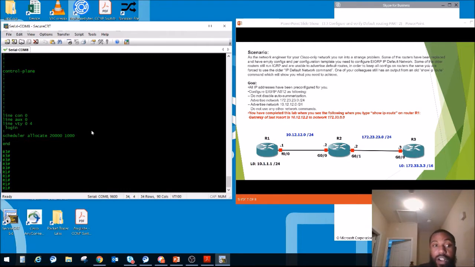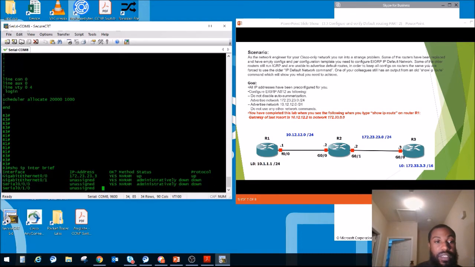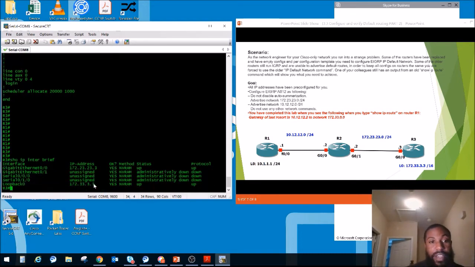I believe I already configured that, but let's double check. We're gonna go into router 3, show ip interface brief. Yes, there it is. That's the loopback address. We need a command that'll take us there, which is ip default-network. We discussed that. Now I'm gonna console back into router 1.